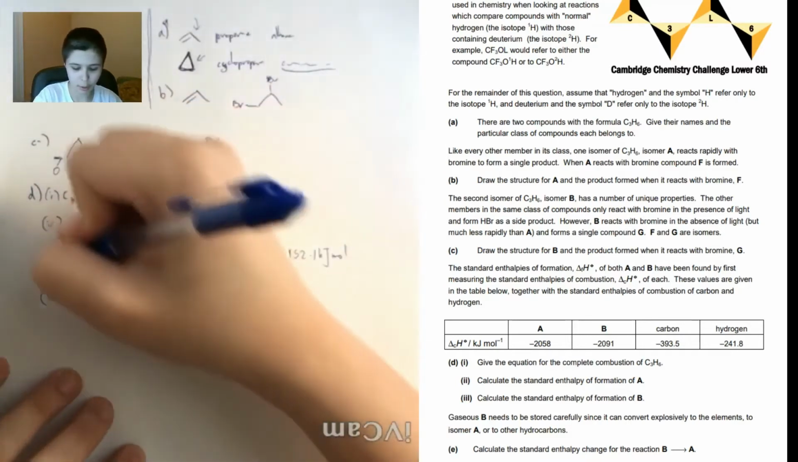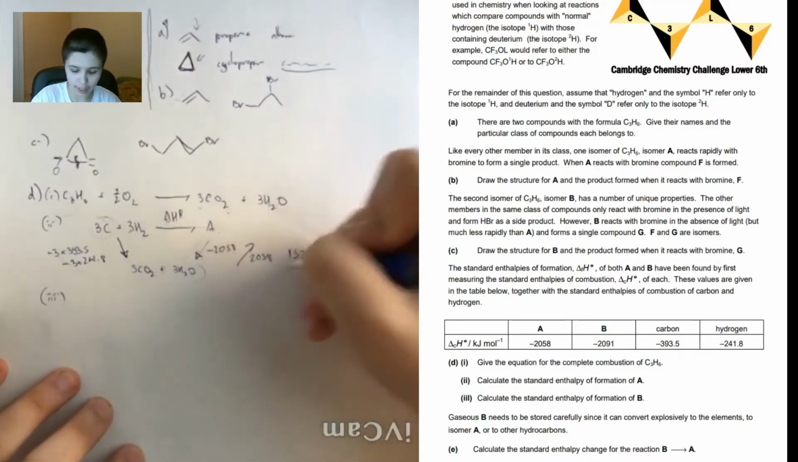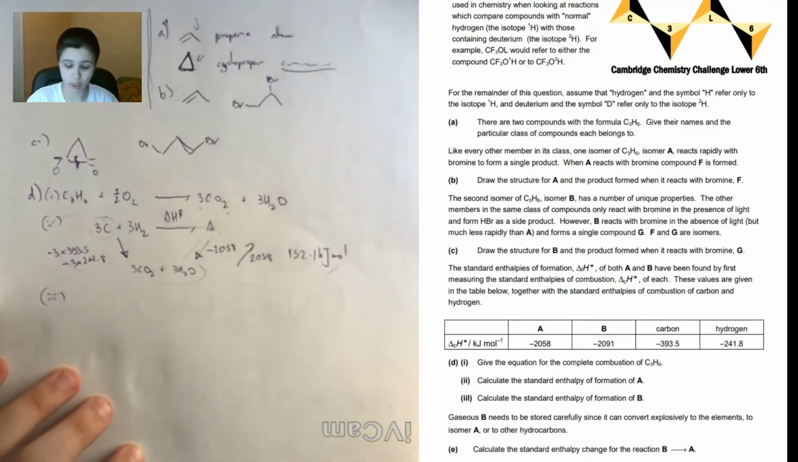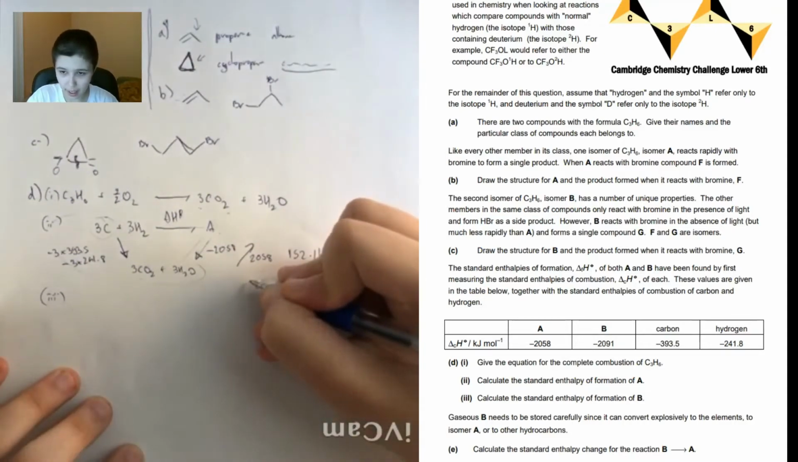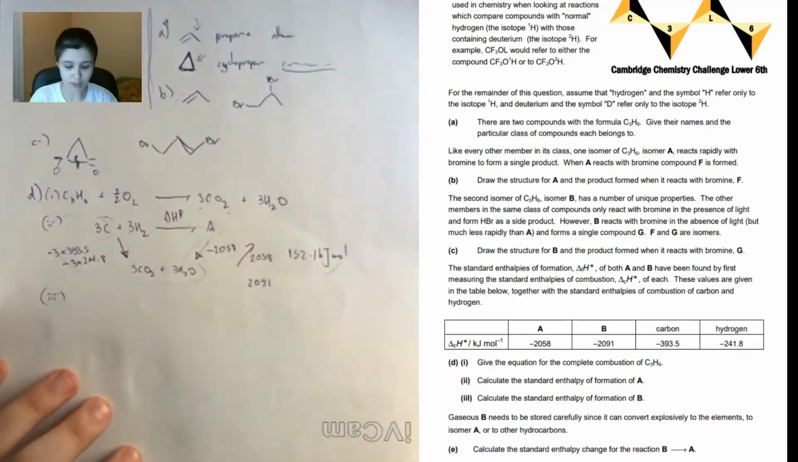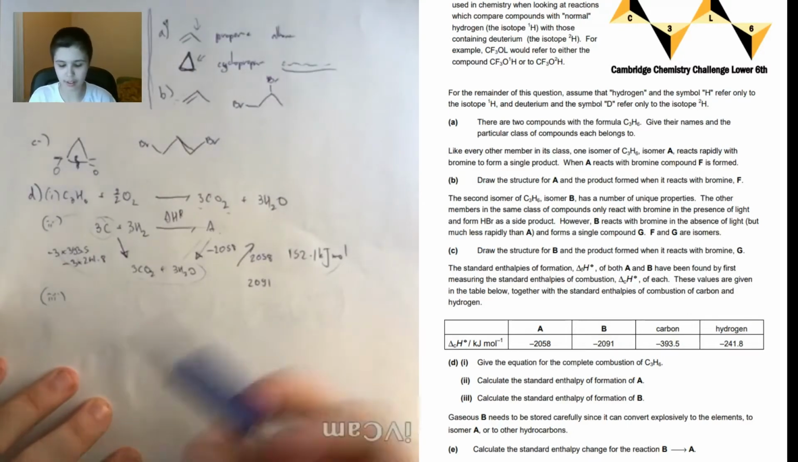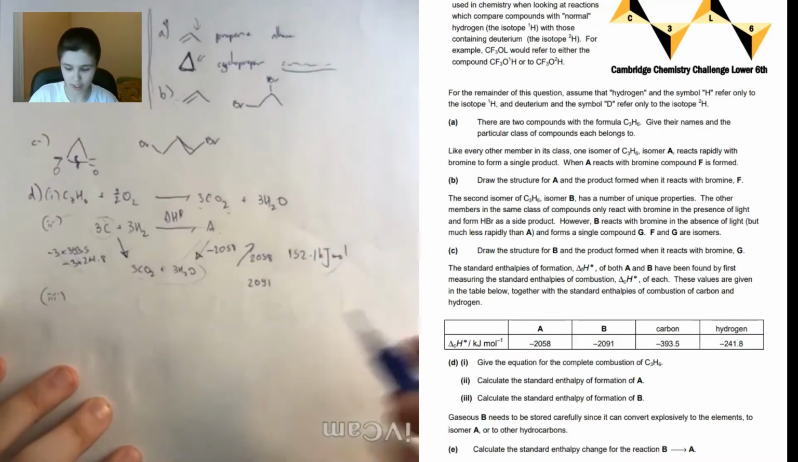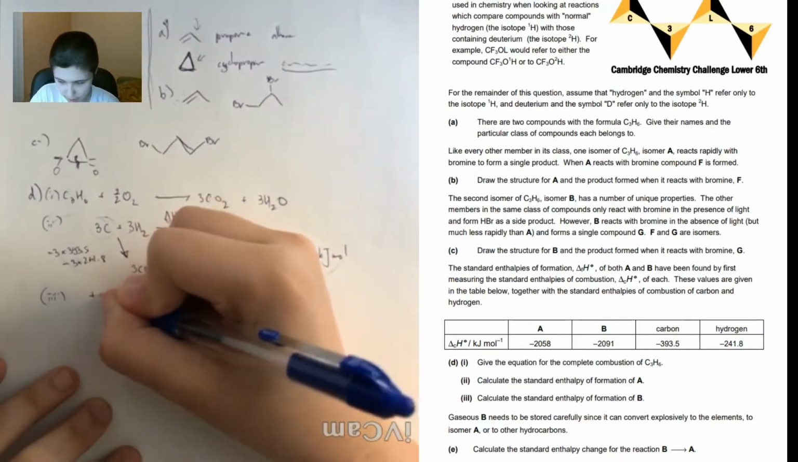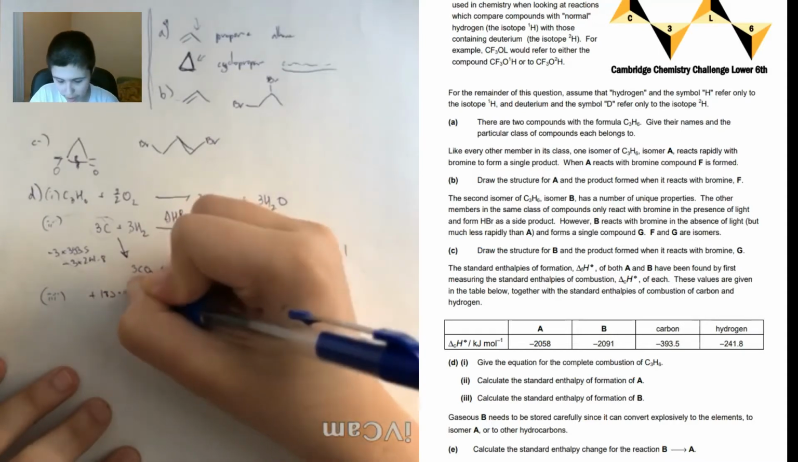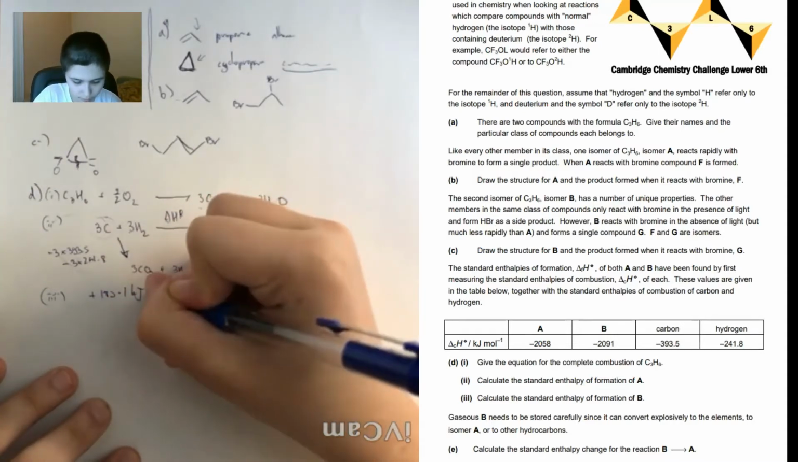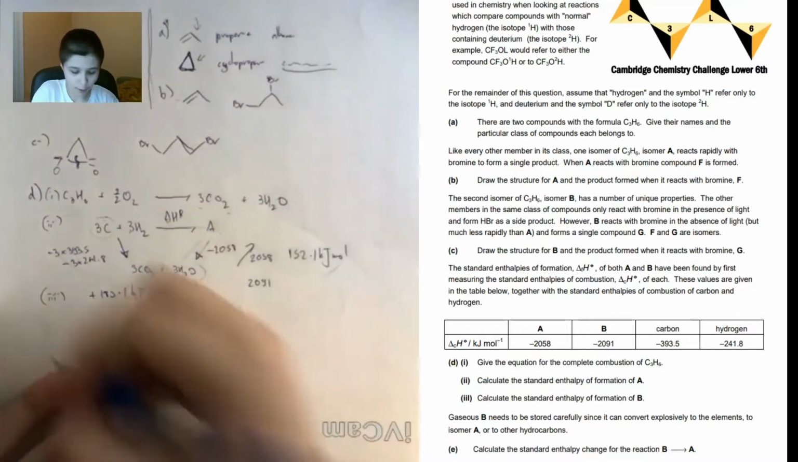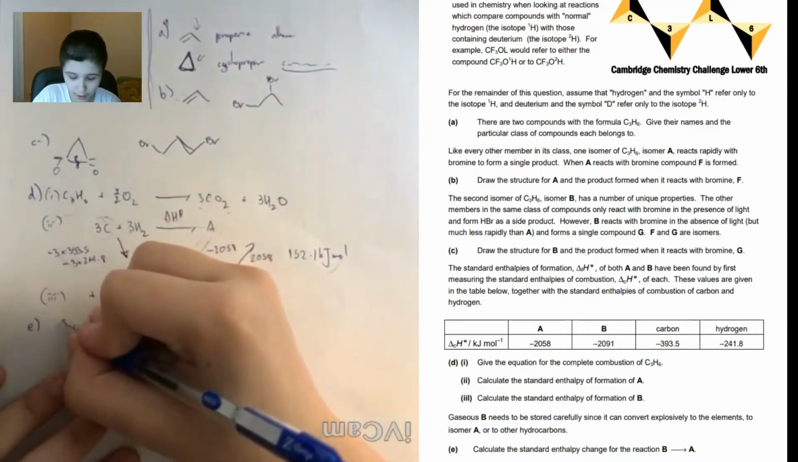For part 3, the standard enthalpy change of formation of B, the only thing that differs from the formation of A is instead of the minus 2058 or plus 2058, we have a 2091, so minus 3 times 393.5, minus 3 times 241.8, plus 2091, and that gives me plus 185.1 kilojoules per mole.